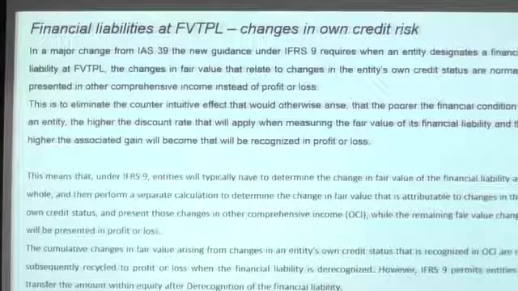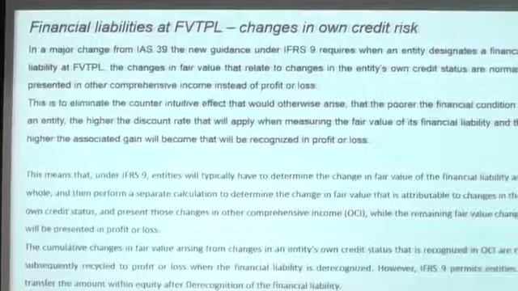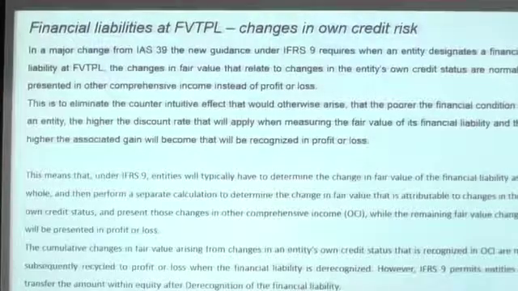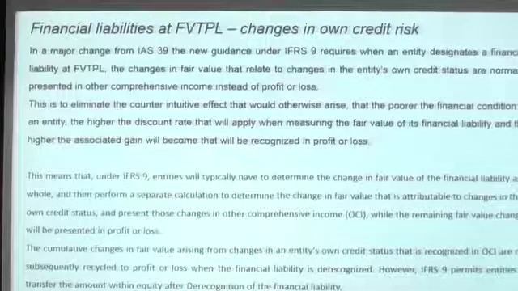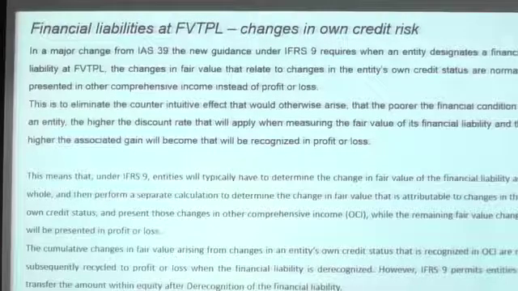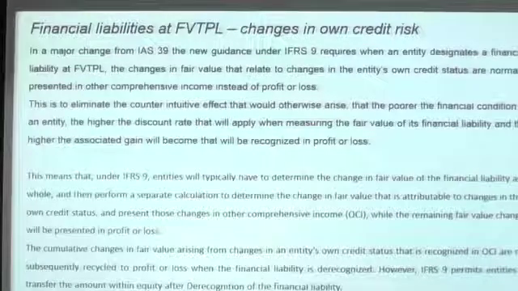This means that under IFRS 9, entities will typically have to determine the changes in fair value of the financial liability as a whole, and then perform a separate computation to determine the changes in fair value that are attributable to changes in their own credit risk. That part will be recognized in other comprehensive income. Now the point is how to calculate this. That is the most important part, right? How can we calculate this?